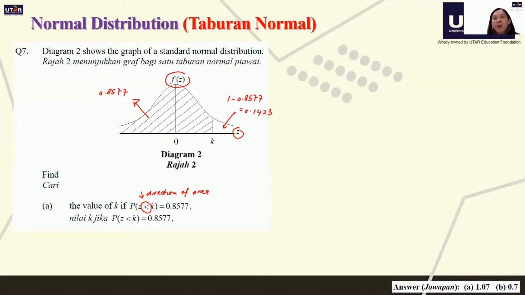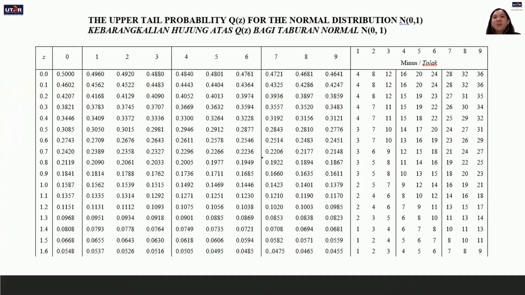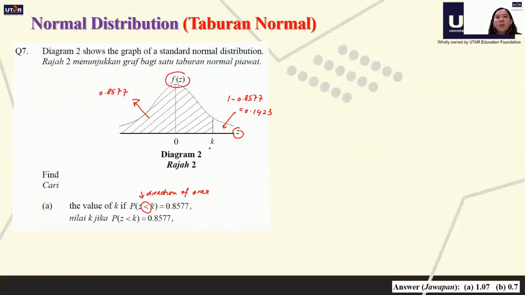Now I will need the help from the table just now. Go back to the same table and find 0.1423. I believe these are the locations. From there, you can see that the Z value points at 1.07. So in my diagram here, this K value should be 1.07. That's why your K here directly gives the answer 1.07.